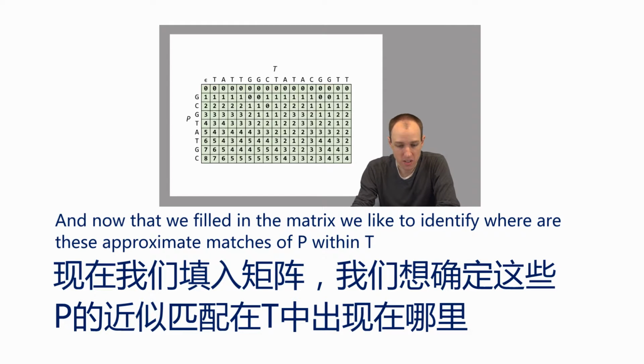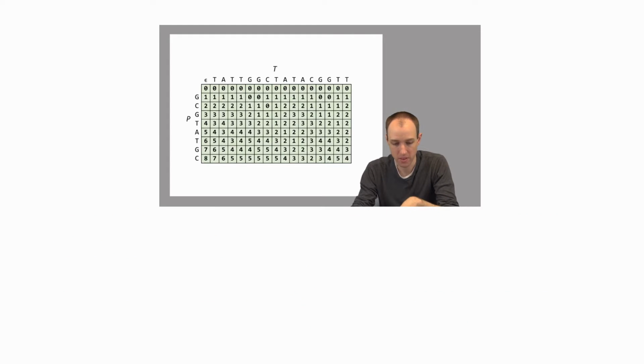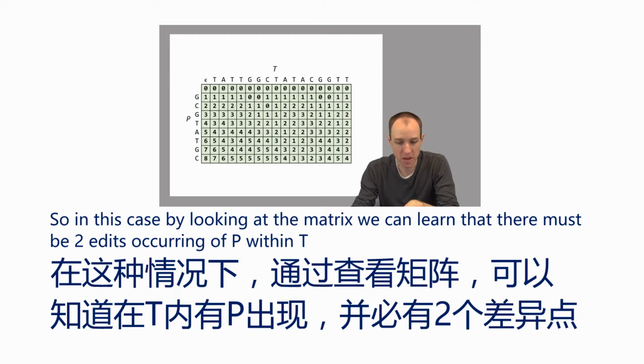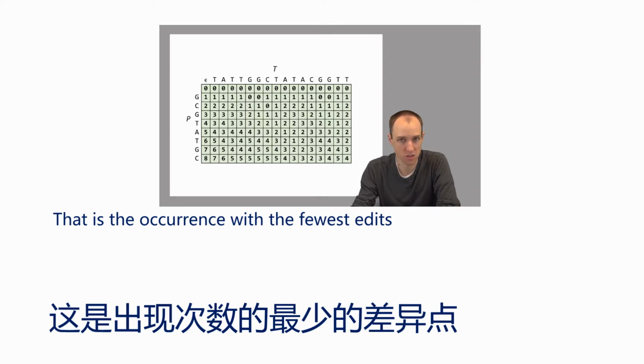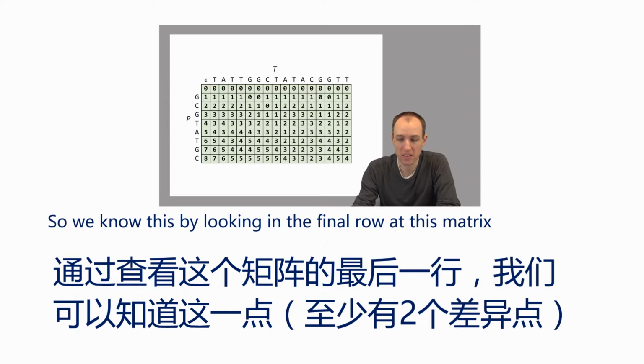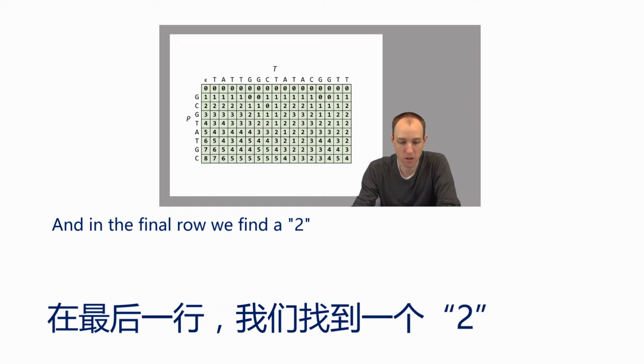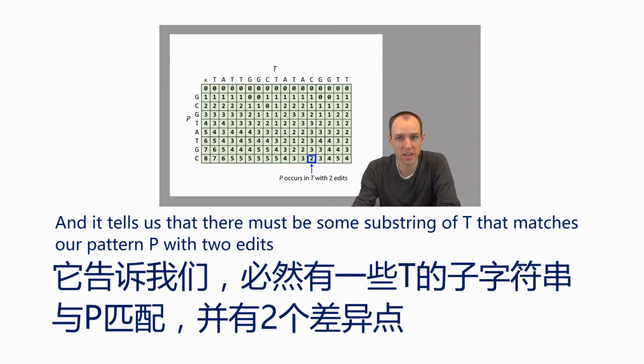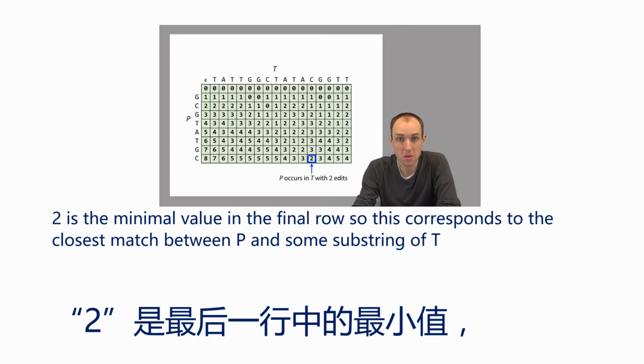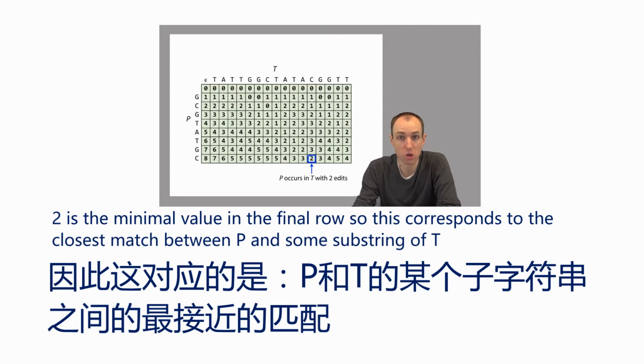And now that we've filled in the matrix, we'd like to identify where these approximate matches of P within T are. So in this case, by looking at the matrix, we can learn that there must be a two-edit occurrence of P within T. That is the occurrence with the fewest edits. We know this by looking in the final row of this matrix, and in the final row we find a 2. And that tells us that there must be some substring of T that matches our pattern P with 2 edits. 2 is the minimal value in the final row, so this corresponds to the closest match between P and some substring of T.